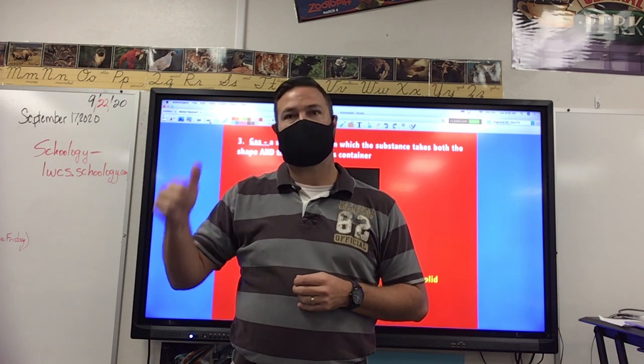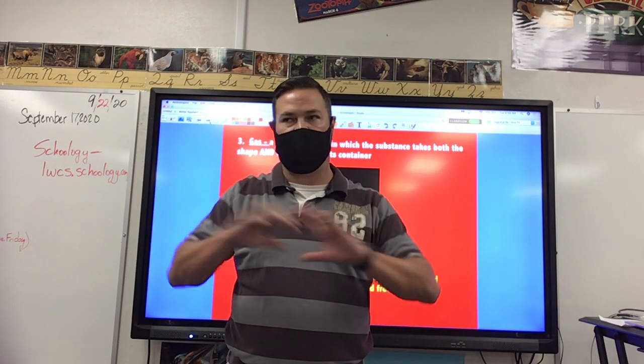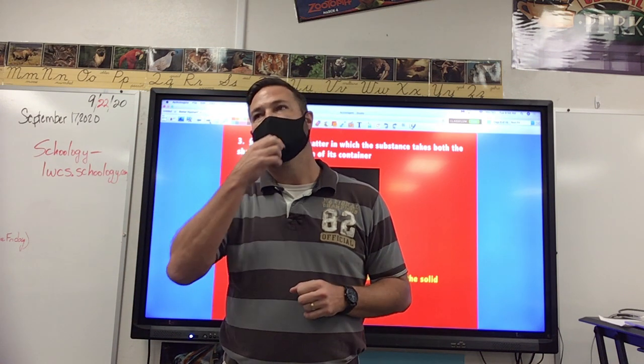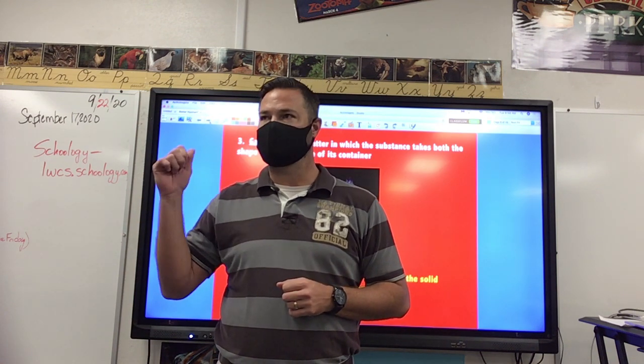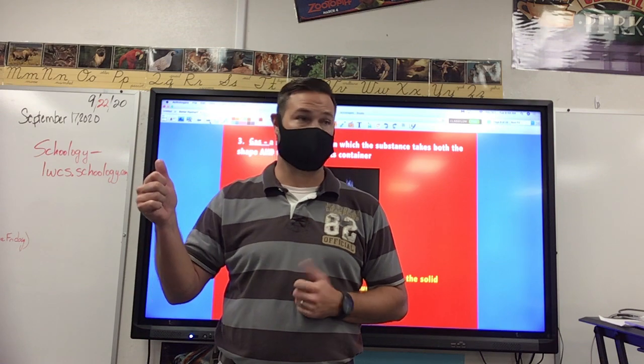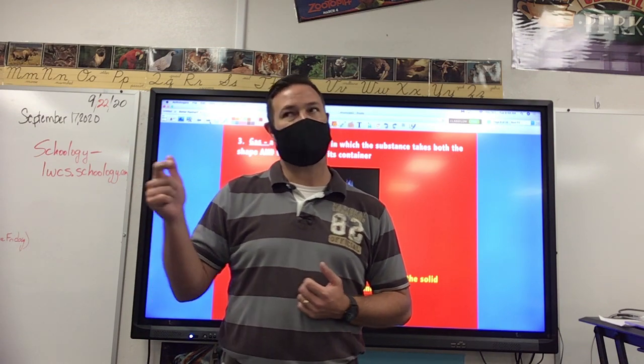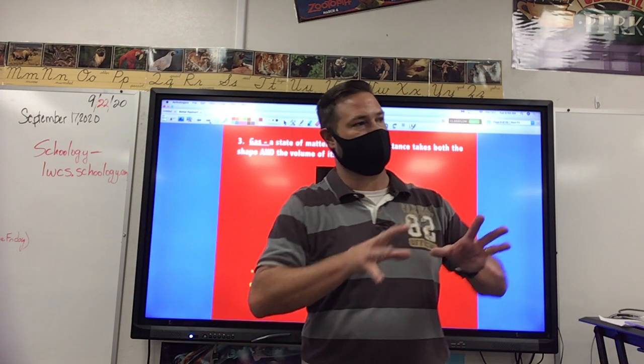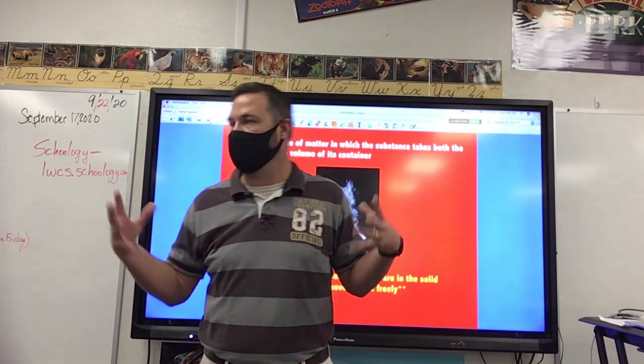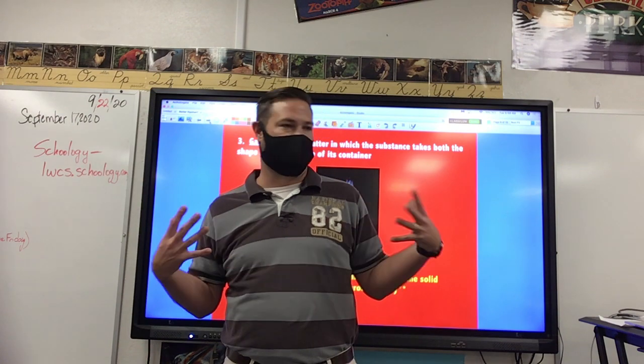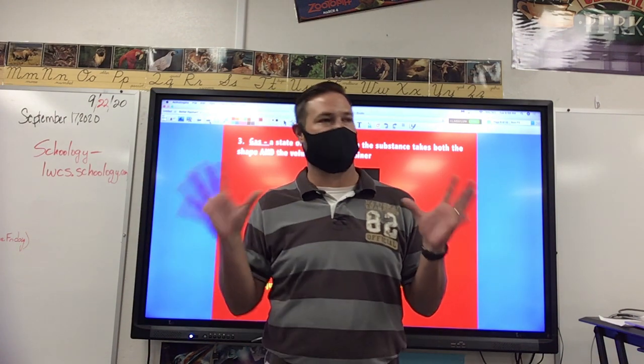So solids, same shape, same volume, no matter where you put it. Liquids, same volume, because we're not adding or taking anything away from it, but the shape changes depending on which container we put it in. And a gas, that's the crazy one. It moves everywhere. It's the same shape, same volume of whatever container we put it in.